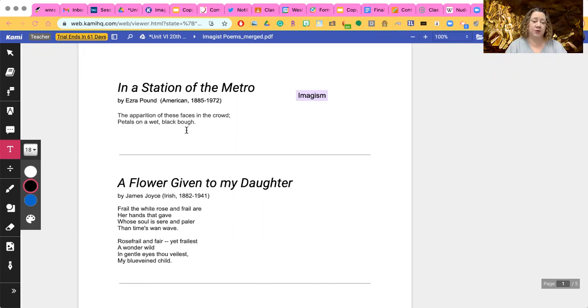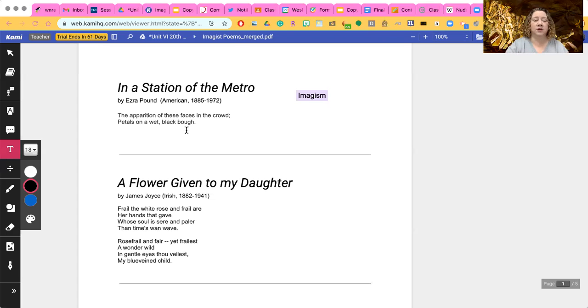Here's another one, James Joyce, who was from the UK. And it's just a poem about a flower that he gave to his daughter in her hands. It says, frail the white rose, and frail are her hands that gave, whose soul is sear and paler than time's wan wave. Rose frail and fair, yet frailest, a wonder wild, in gentle eyes thou veilest my blue-veined child. So it's about her hands as she's holding this flower. It does have rhyme, so it's hearkening a little bit back to some ideas of previous poetry, but the image is just that one image.